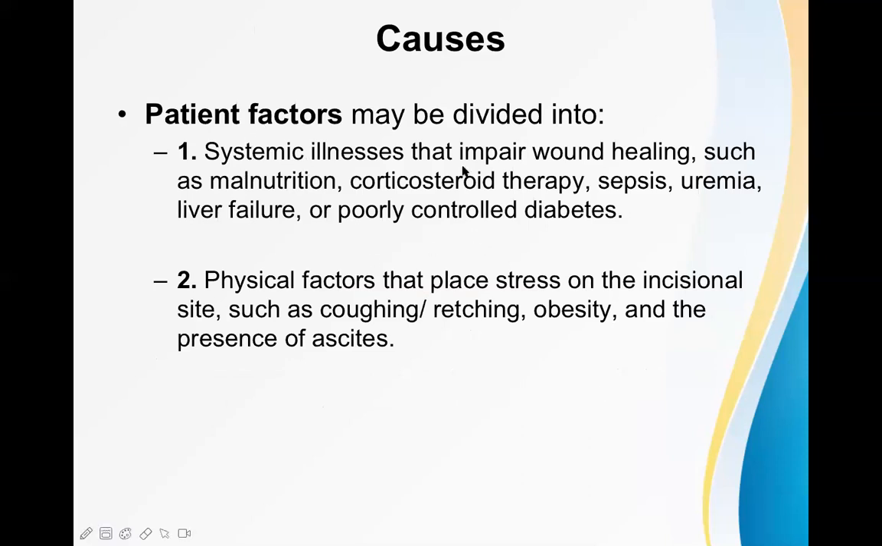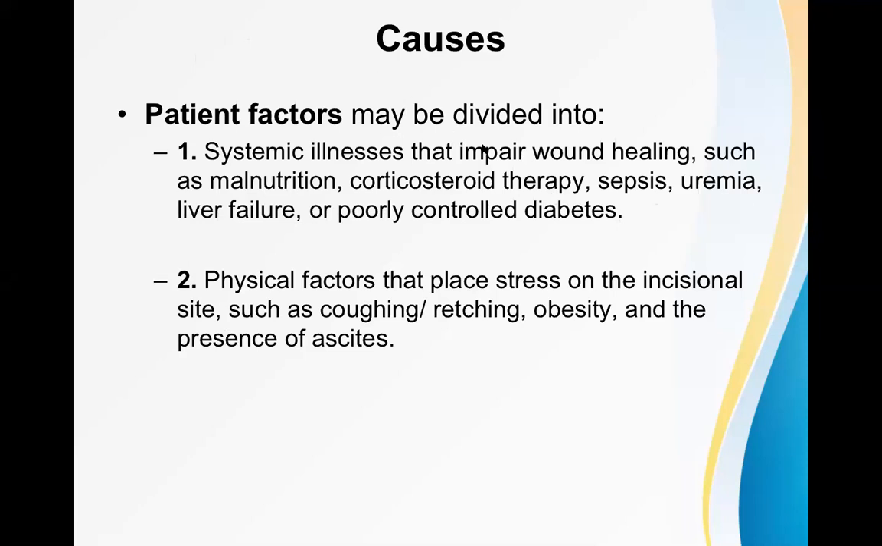One, the systemic illness that impairs wound healing, like malnutrition, corticosteroid therapy, sepsis or wound infection, uremia or renal failure, liver failure, poorly controlled diabetes. So many things you can include there. Radiation therapy, for example. All of these things which retard or impair wound healing can lead to dehiscence of the wound.